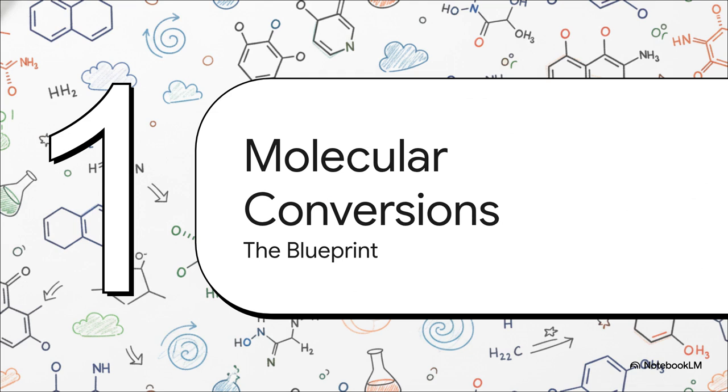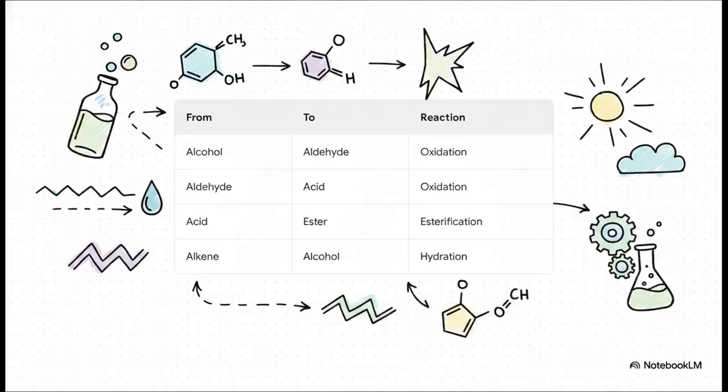Section 4, molecular interconversions. This is the ultimate blueprint. Okay, so here is where the magic really happens. As we said, chemistry is just moving pieces around a board. Let's walk through this a bit. Say you start with an alcohol, apply some oxidation, and boom, you transform it into an aldehyde. Take that exact same aldehyde, apply a little more oxidation, and it becomes a carboxylic acid. Now, react that acid with an alcohol in a process called esterification, and you've literally built an ester.